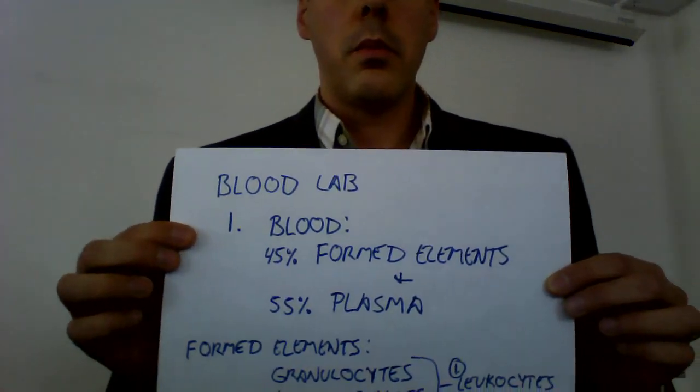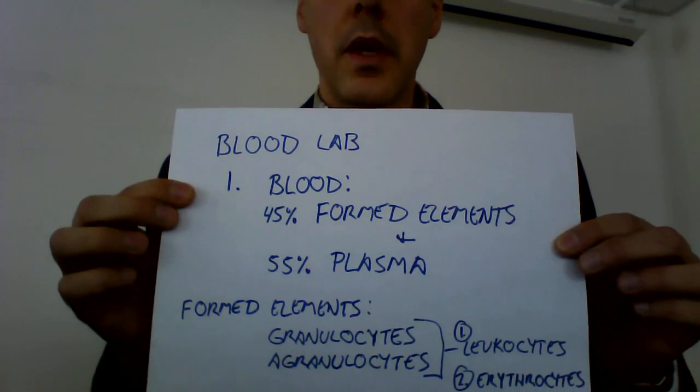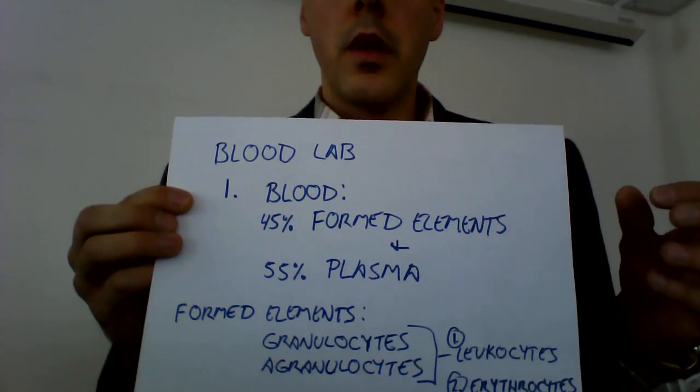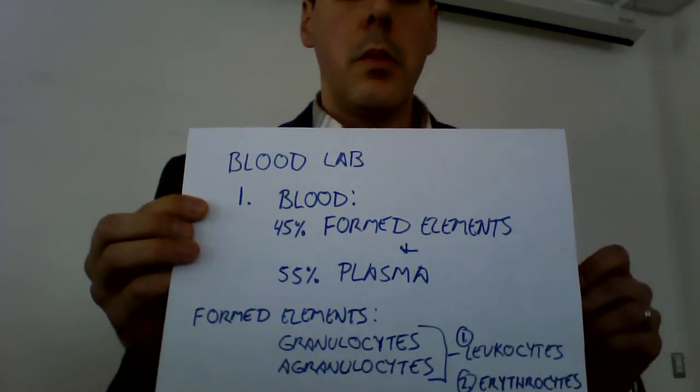So, blood lab. First of all, blood. Blood is made up of about 45% formed elements and about 55% plasma. Now, formed elements, you call them cells, but they're not all cells, because we have 3 different types of formed elements. 2 of them are cells. One is a cell fragment.